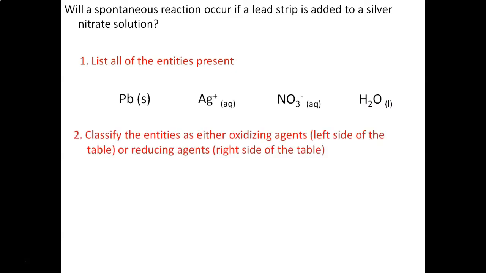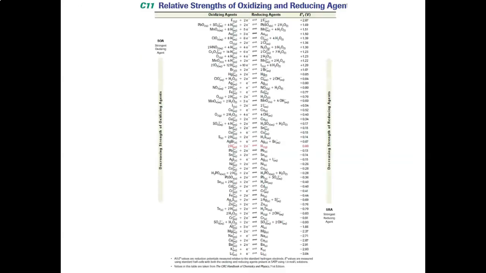Okay, so now I'm going to classify them as either oxidizing agents or reducing agents. So what we'll do is we'll look at our redox table, and we're going to look for each of the things on the table. And we're going to mark off where they are. So I've marked off my lead, my silver ion. We have nitrate, but it needs acidic protons, which we don't have. And we have water, and water appears twice in the table.